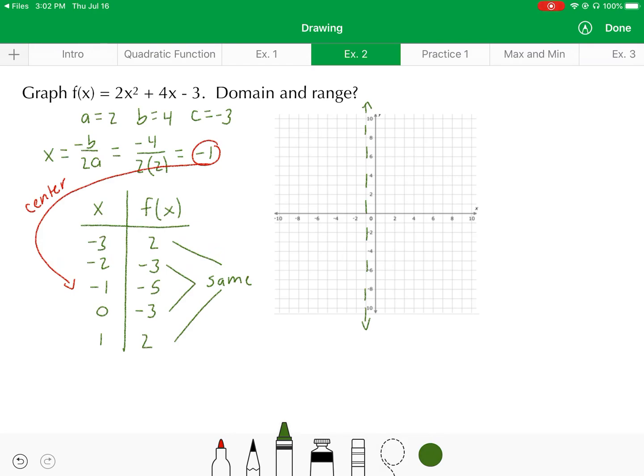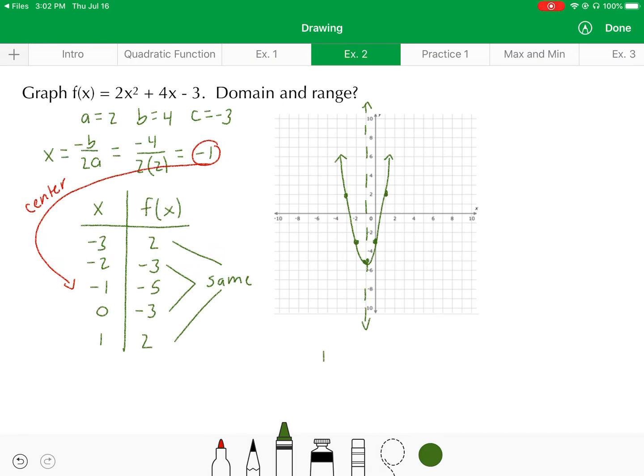Okay. So let's take a moment to plot all these. And here we have our curve. Make sure when you draw this, you kind of round it off at the bottom there. Don't make it come to a point. These are not V's, all right? They are rounded near the vertex, okay?